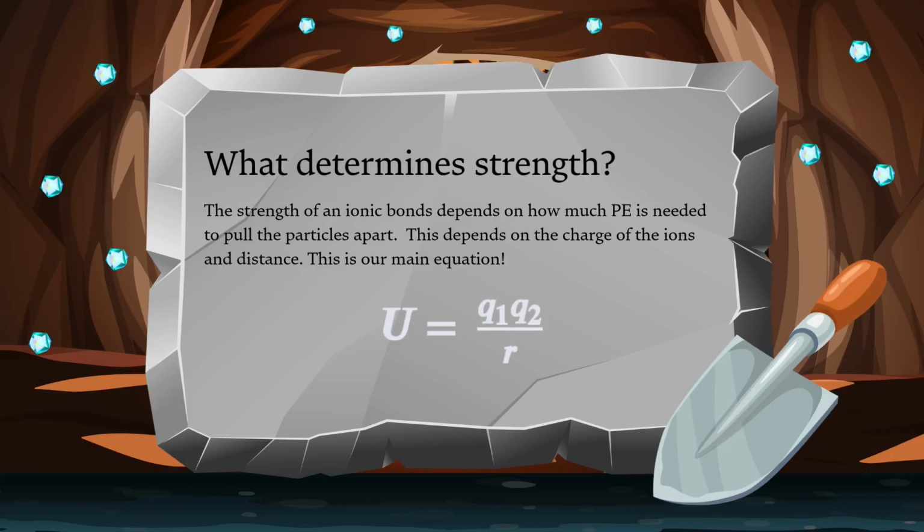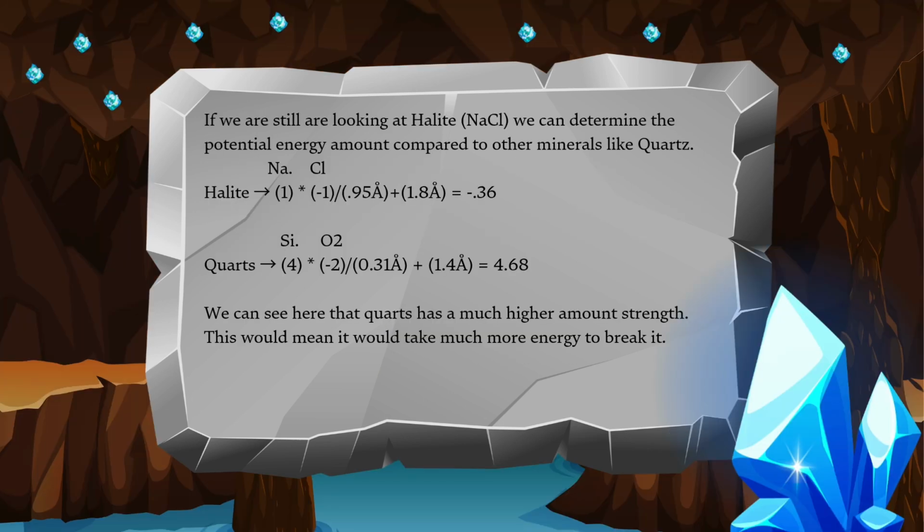Perfect. So what determines the strength? The strength of ionic bonds depends on how much potential energy is needed to pull the particles apart. This depends on the charge of the ions and distance. So this is our main equation. To break it down a bit, the Q's are the electric charges, and the R is the distance, and then the U is the electric potential energy that we want to find.